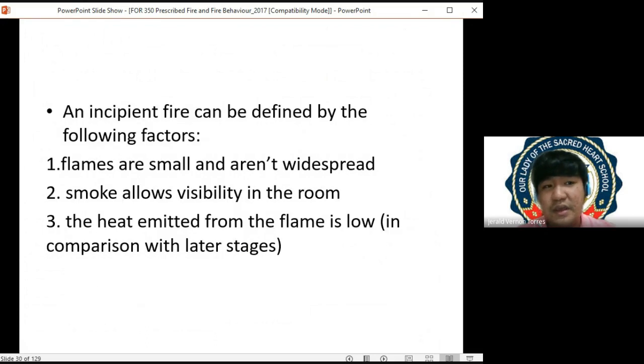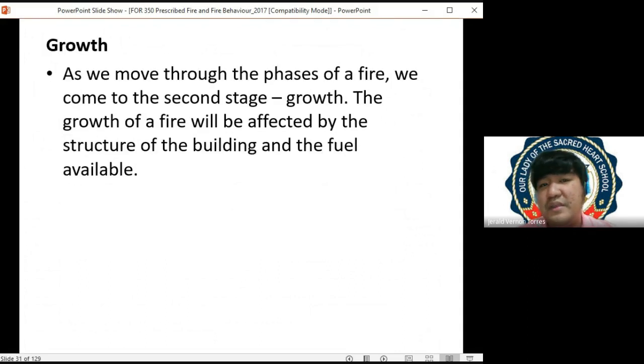So usually it is characterized by small fires. So hindi pa siya widespread. It also allows visibility across the room. Hindi pa masyadong makapal ng convection smoke and mababa pa yung heat energy na ini-emit ng flame. So that would be the incipient stage.